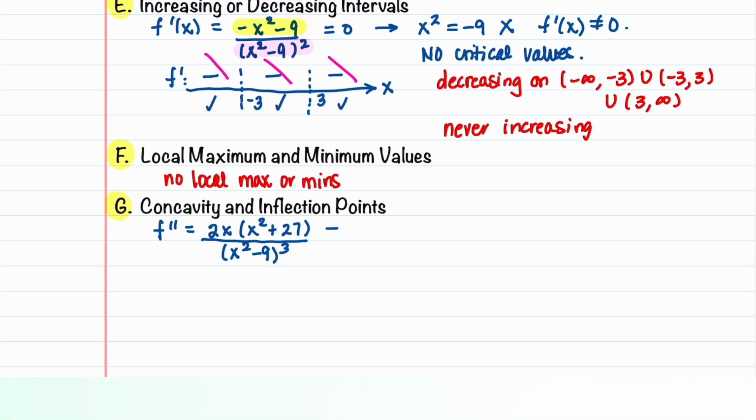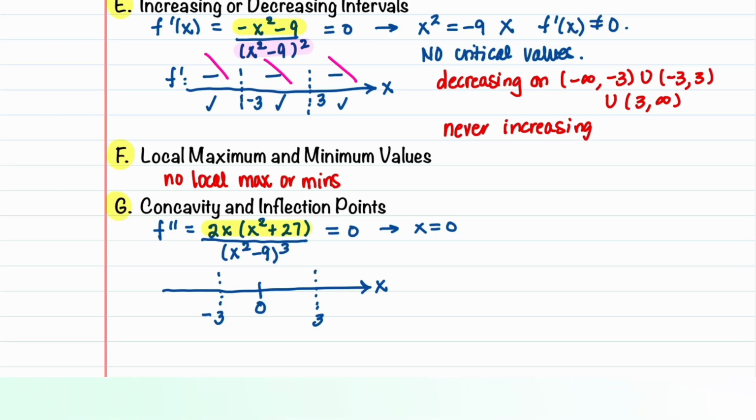We are going to see where this is equal to 0. It is equal to 0 when the numerator is equal to 0. X squared plus 27 is never 0, so we're just going to get that x is equal to 0. And let's go ahead and draw our number line. We're going to put our value x is equal to 0. And then don't forget, we always have to put our vertical asymptote values on here too. This is minus 3 and 3.